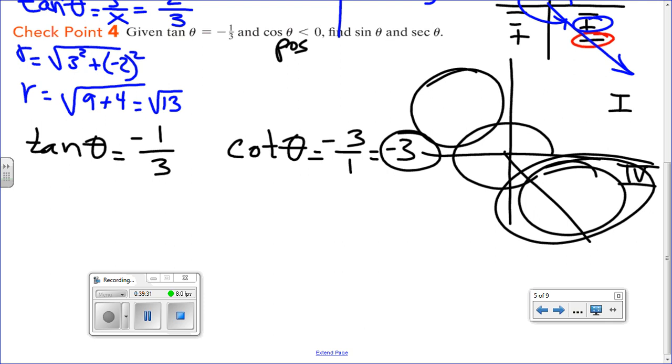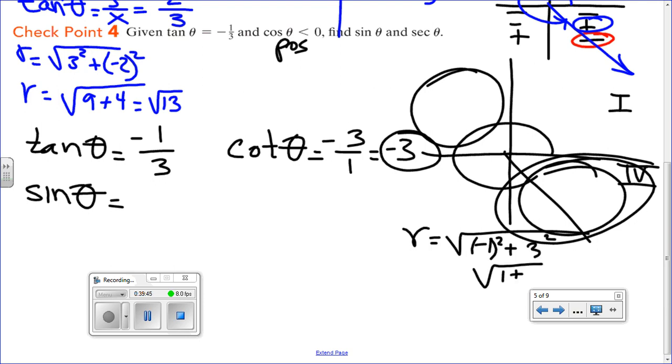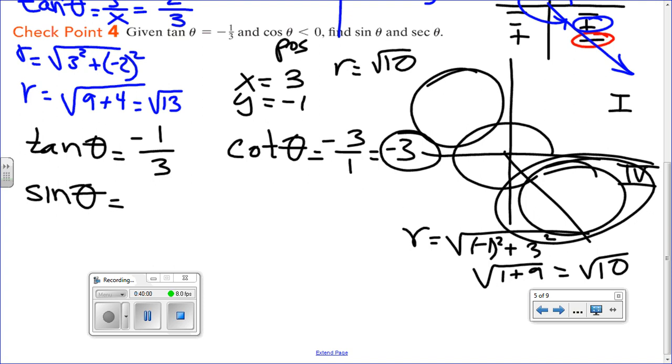And then here for sine of theta, we need to find r still. So r is going to be the square root of -1 squared plus 3 squared. So that's going to be 1 plus 9, which will be the square root of 10. That cannot be reduced. So then sine: x is positive 3, and y is negative 1, and r is the square root of 10. So sine will be negative 1 over the square root of 10, so that will be negative square root of 10 over 10.